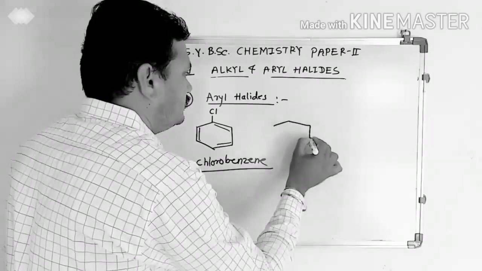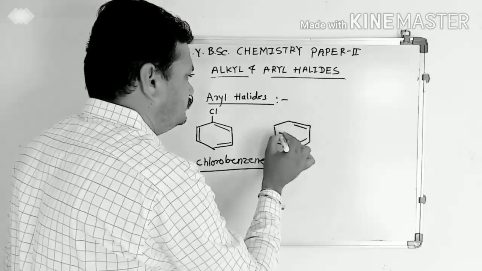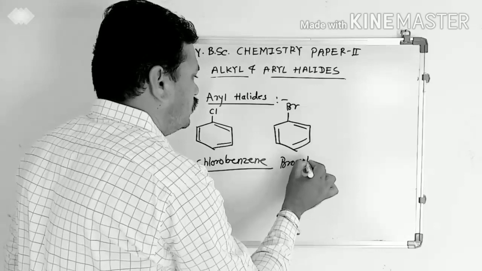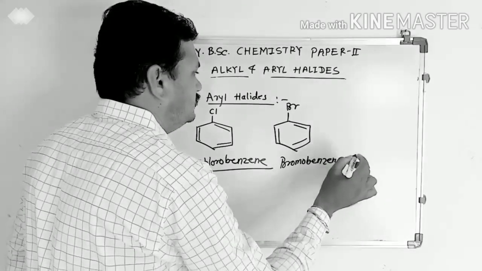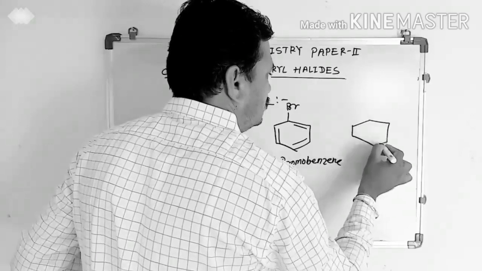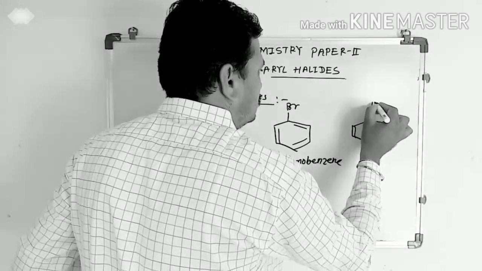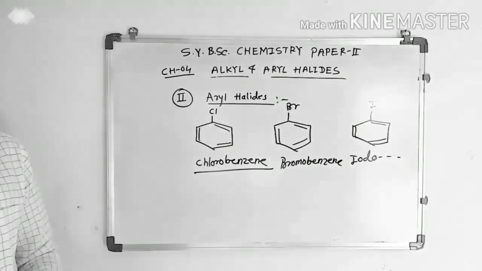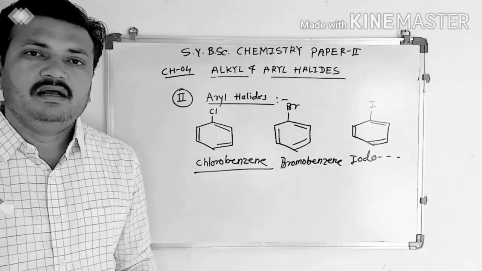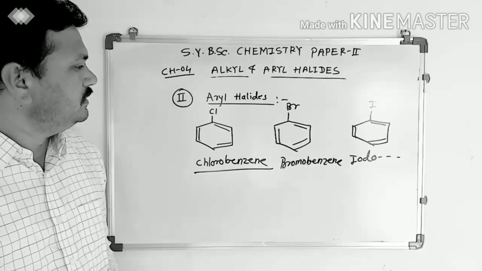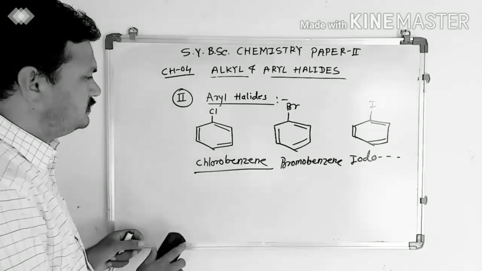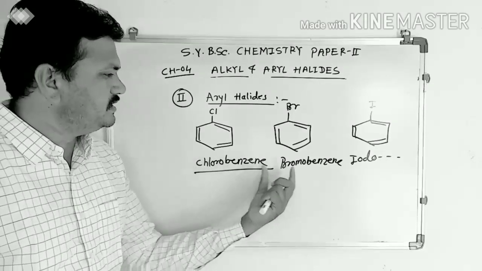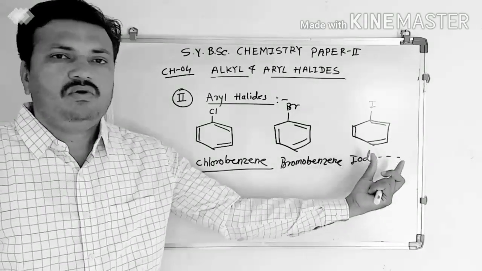Similarly, bromobenzene. It is bromobenzene. It is iodobenzene. These compounds are known as aryl halides. Now we will see the nomenclature of these aromatic halides. Same here. First, the name of halogen atom, it is chlorobenzene, bromobenzene, iodobenzene.